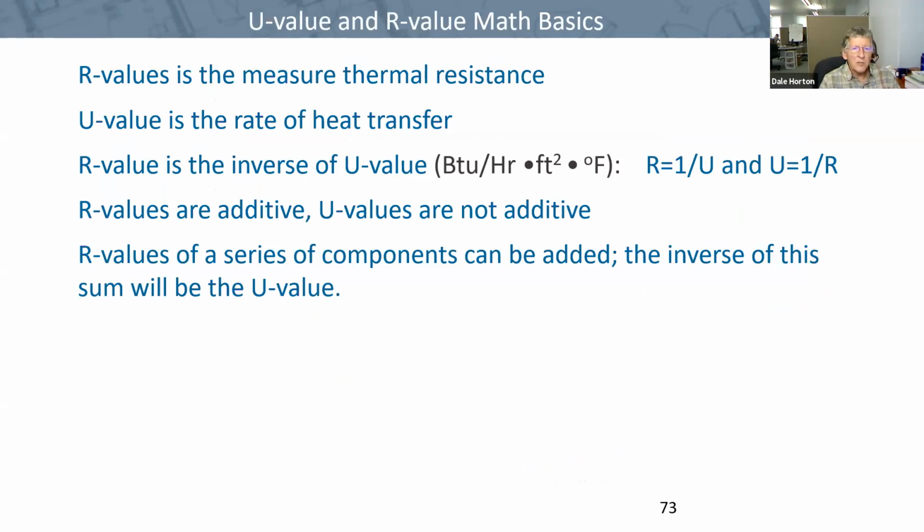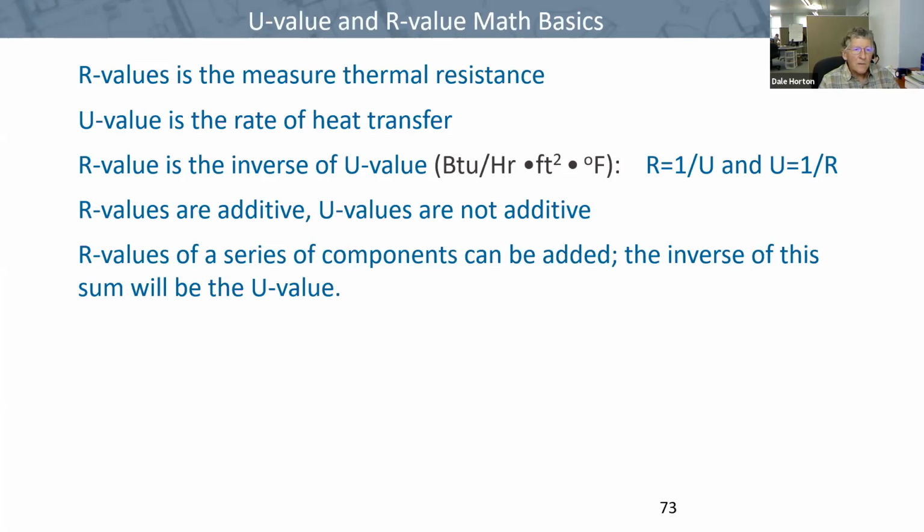R values are a measure of thermal resistance. U factors, a measure of heat transfer. You're probably familiar with the fact that they're inverse. So R equals 1 over the U factor. U factor is equal to 1 over R. The key thing to understand is R values are additive. U factors are not. You can convert U factors to R values and then add them. But if you try to add U values, you're going to get garbage.